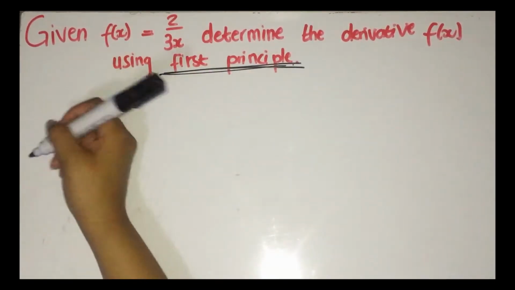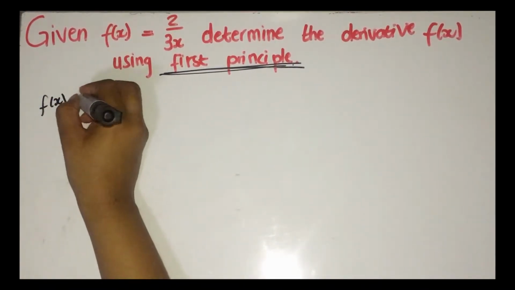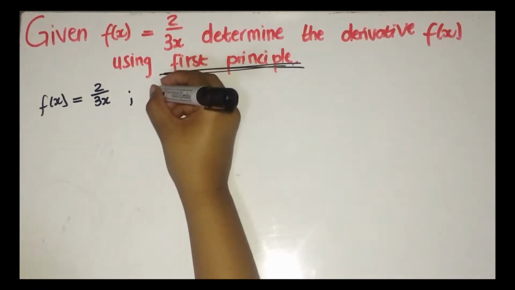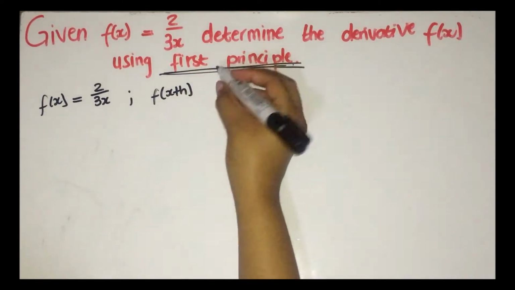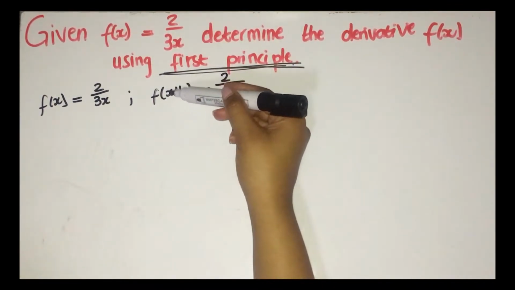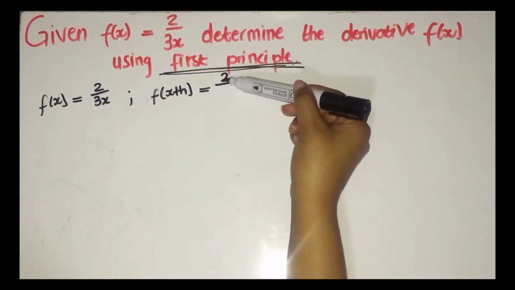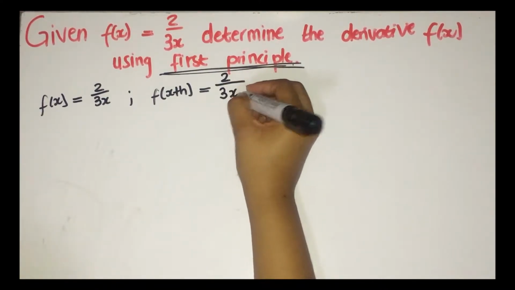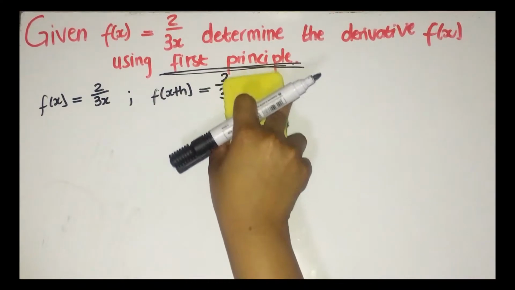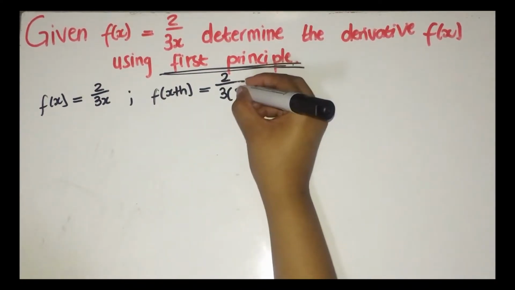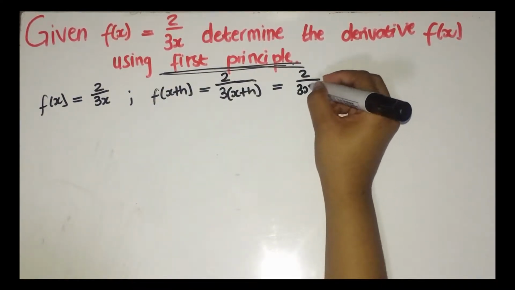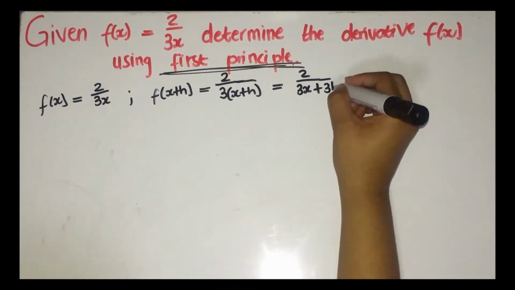Okay, so f of x is given as 2 over 3x, and then f of x plus h. Now we must find 2 over, where there is x we substitute x plus h, so we will write it the same way, which is 2 over 3x. But where there is x we must substitute x plus h, so we do that, substituting x with x plus h, which is 2 over 3x plus 3h.